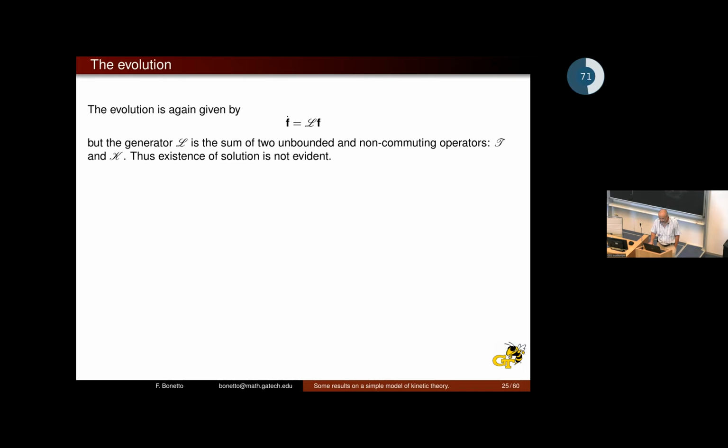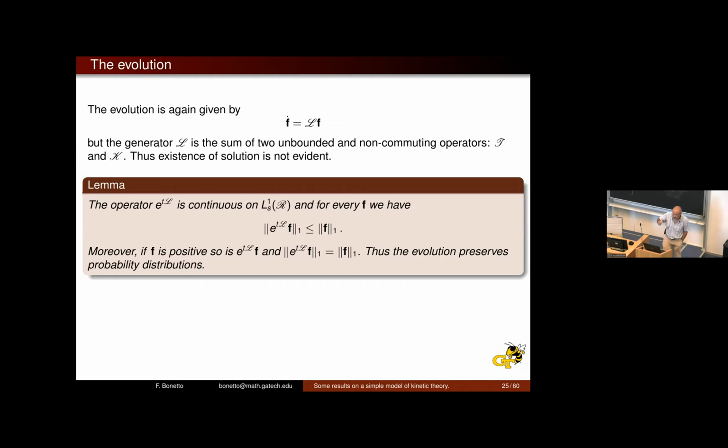And clearly, as I said, the several terms do not commute and are unbounded. So the first thing that you have to show is that this generates something meaningful as an evolution. And it does. You just use a standard Duhamel expansion for the dynamics, and you can prove that all the properties you want are preserved.